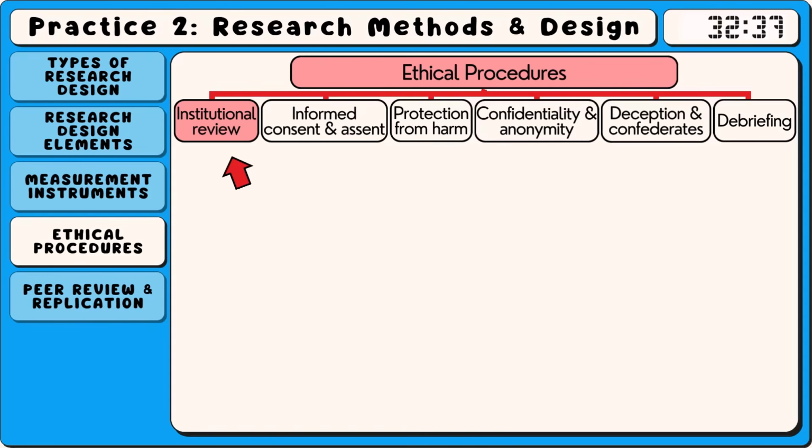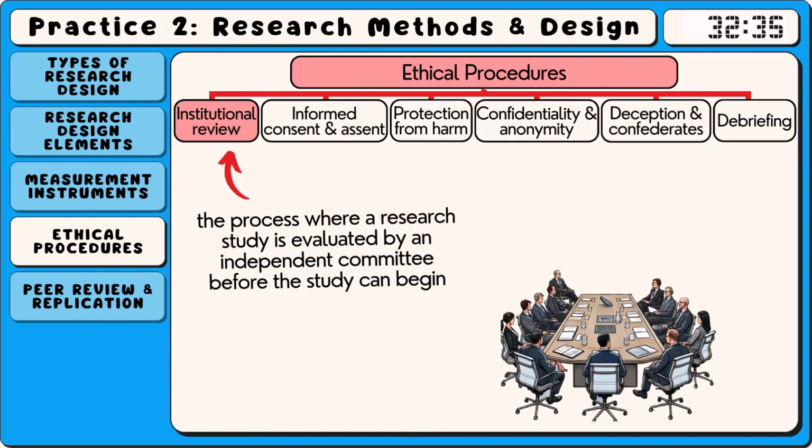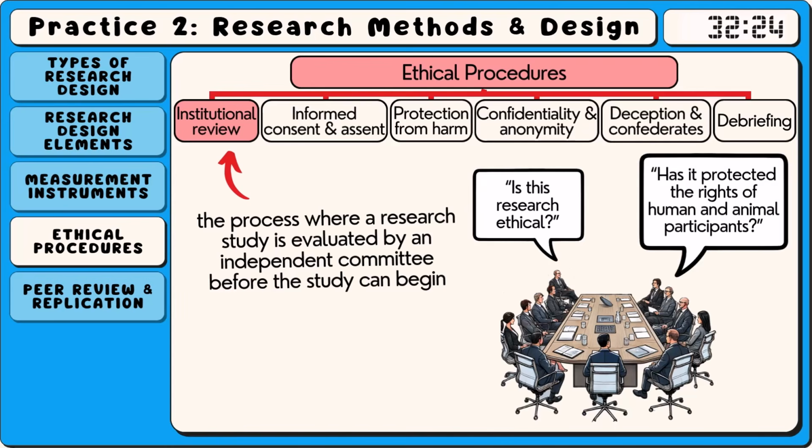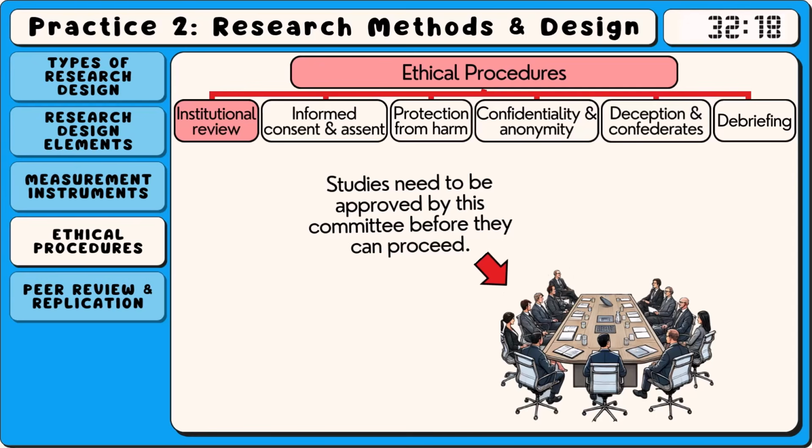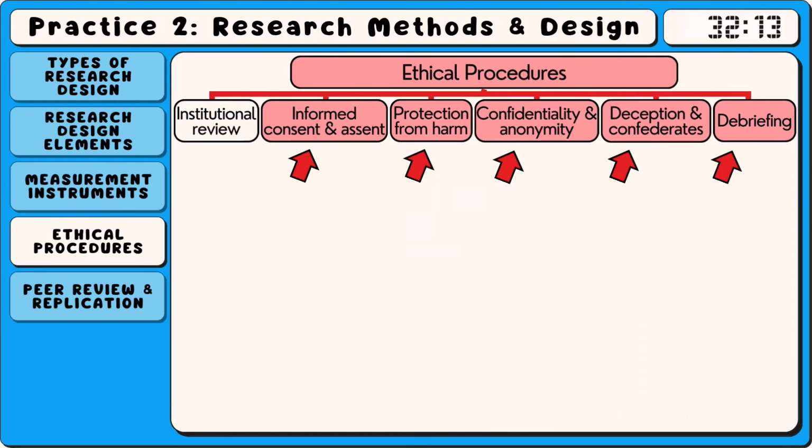Let's start with institutional review. This is the process where a research study is evaluated by an independent committee before the study can begin. The committee asks questions such as: is this research ethical? Has it protected the rights of human and animal participants? And will it cause any harm? Studies need to be approved by this committee before they can proceed. The next 5 ethical procedures are all assessed by the Institutional Review Committee before the study can commence.